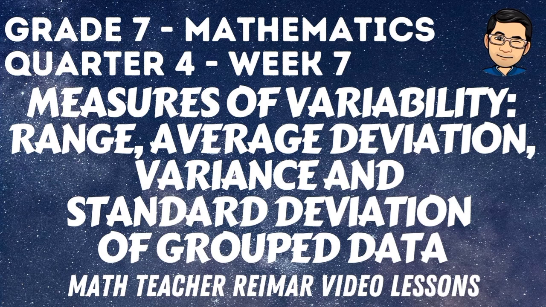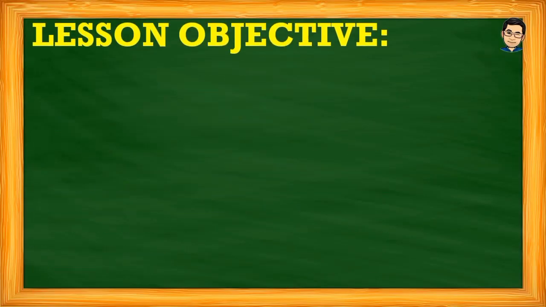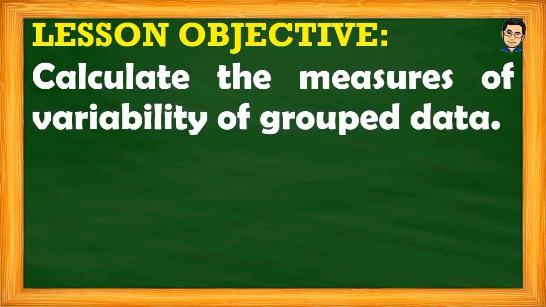So, after we discussed the measures of variability of ungrouped data, our next video lesson will be the measures of variability of grouped data. We will discuss range, average deviation or mean deviation, variance, and standard deviation. Don't worry, we will discuss it step by step so you will be guided. So, let's start. The lesson objective is to calculate the measures of variability of grouped data. Everything we mentioned earlier, we will discuss step by step.